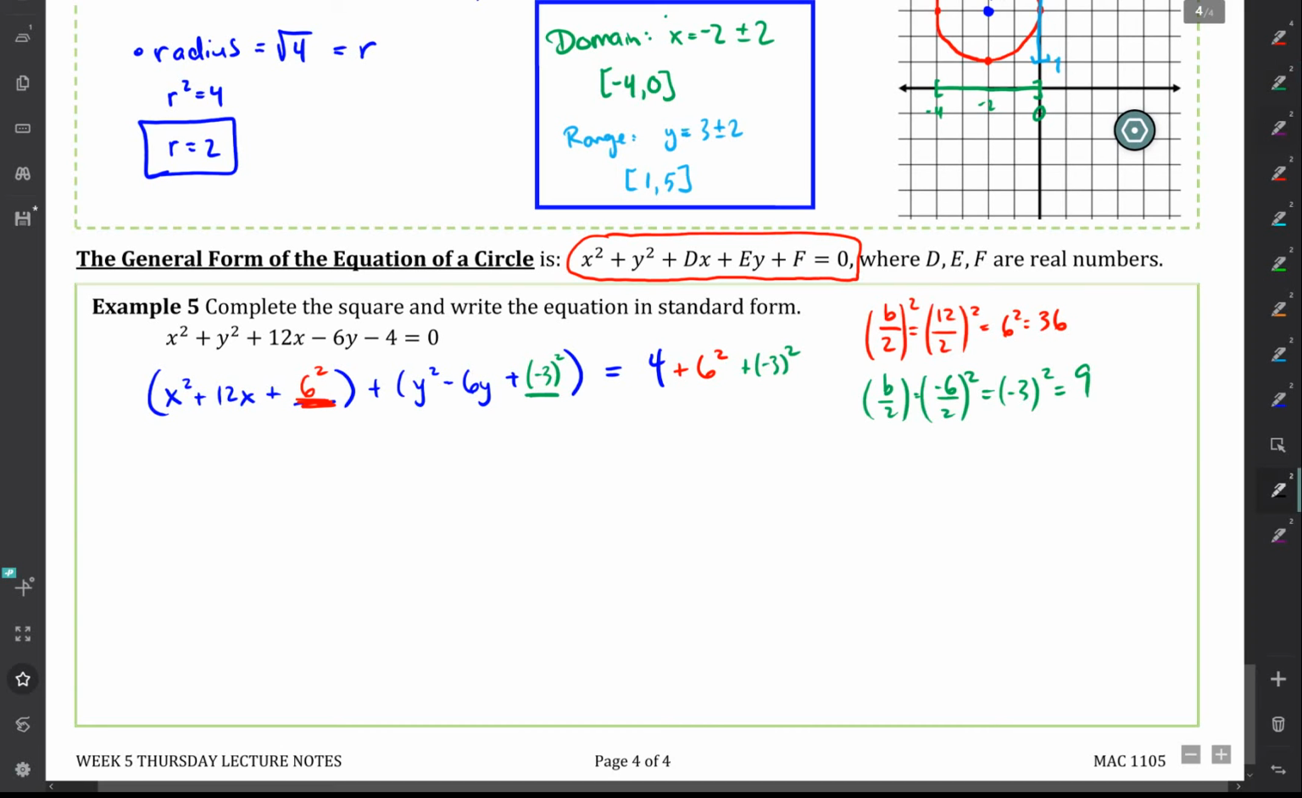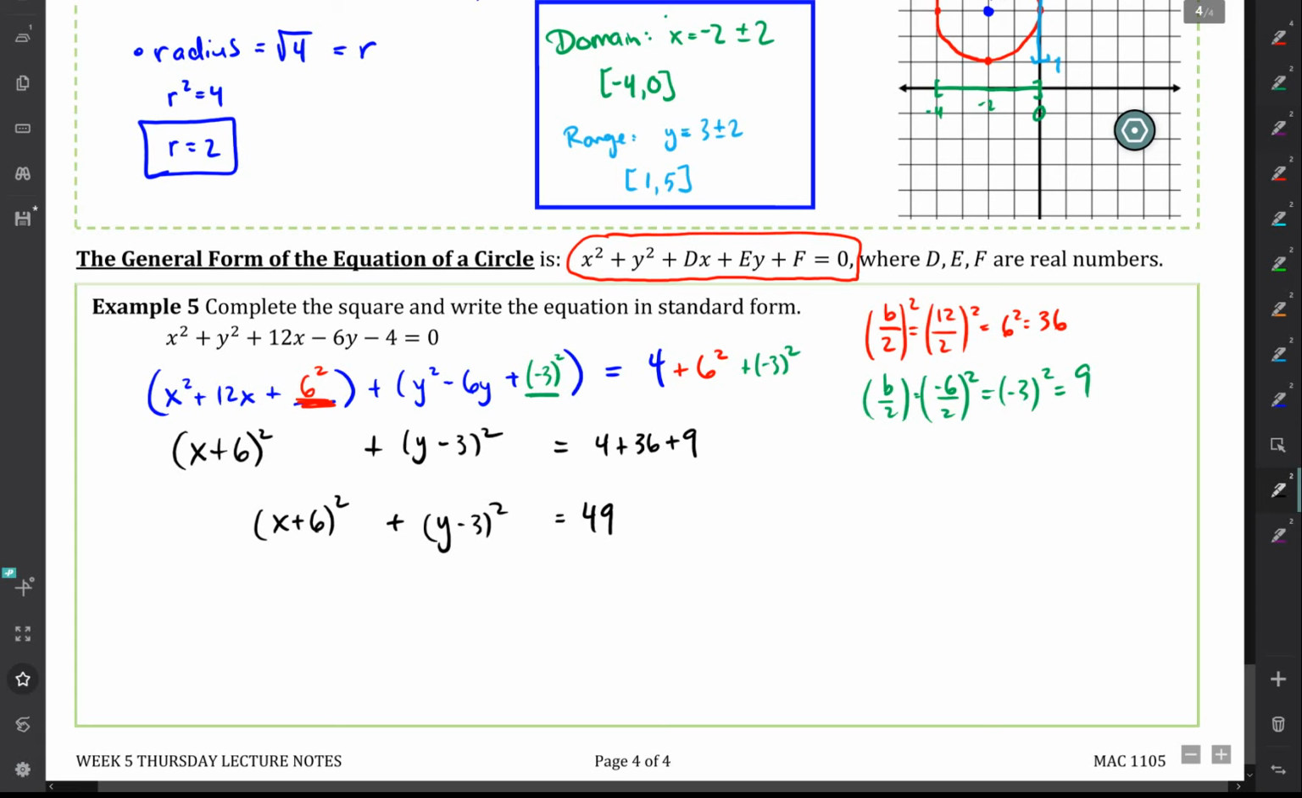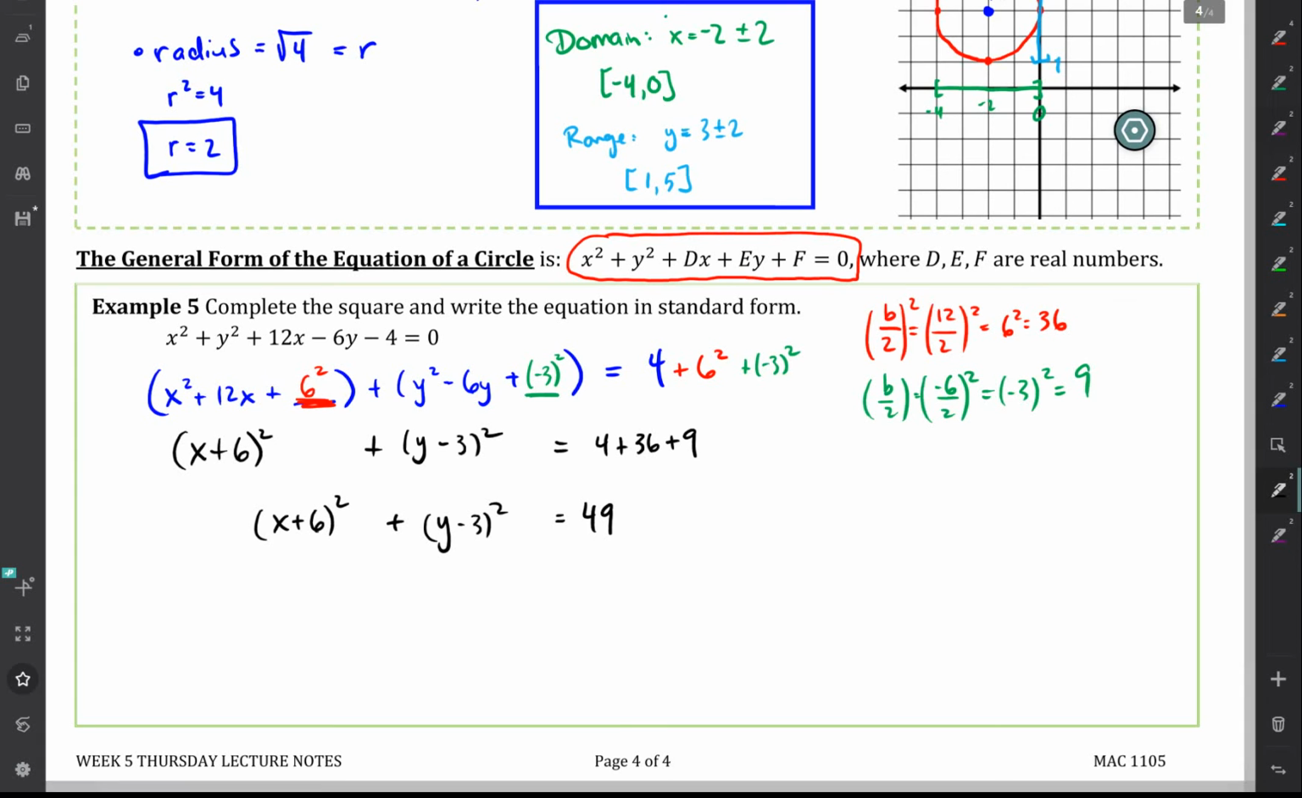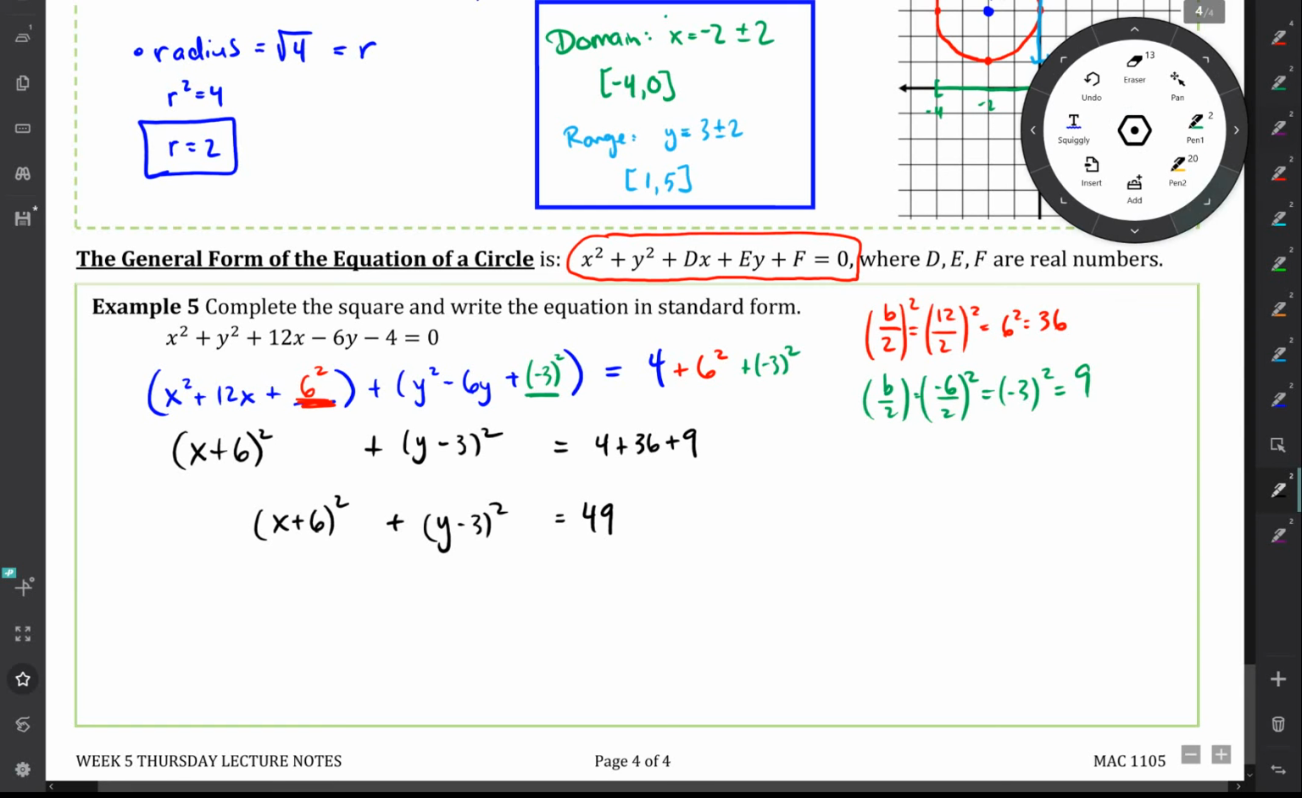And the reason for doing that is that now this becomes (x plus 6) squared plus (y minus 3) squared is equal to, what was that, 4 plus 36 plus 9. So that's 40 plus 9 is 49. So I have 49 equals (y minus 3) squared plus (x plus 6) squared. Okay, so now we have the standard form of the circle.